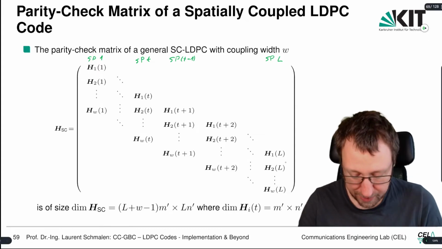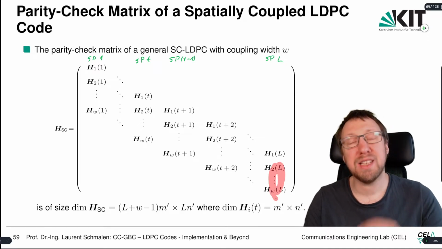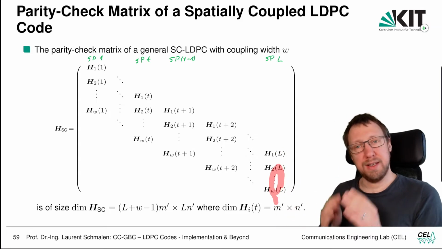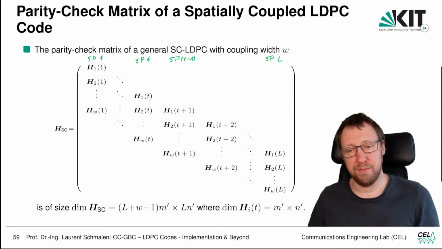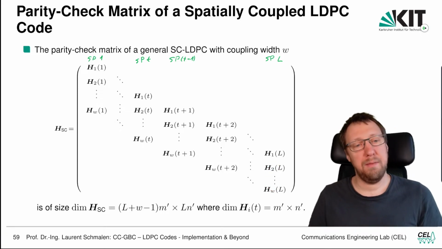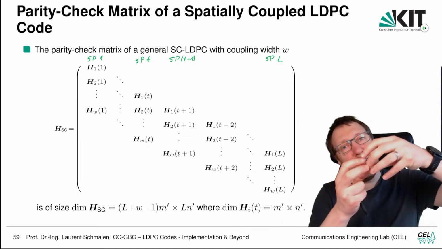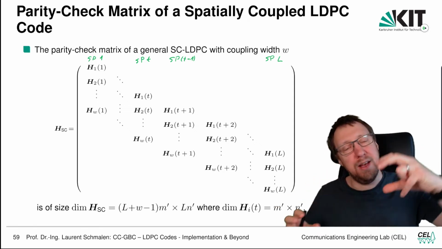We also see that here we introduce W-1 extra submatrices, and these are the virtual positions. These are the check nodes that come from the rightmost virtual position. So these are over here. A spatially coupled LDPC code has a very structured parity check matrix. It's kind of like a banded structure. It's like a diagonal band in the parity check matrix.